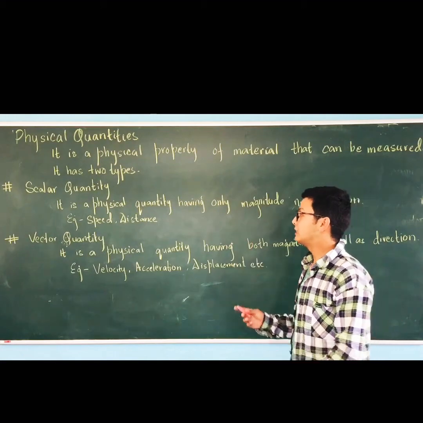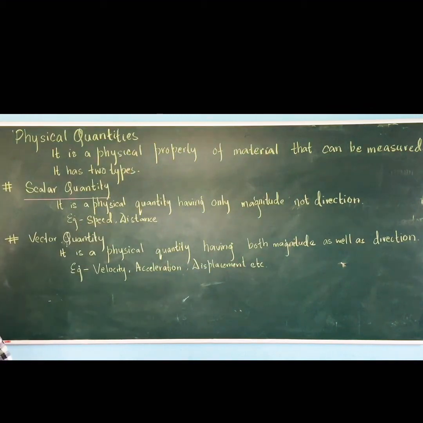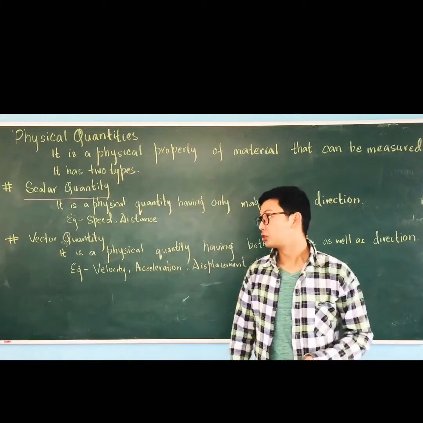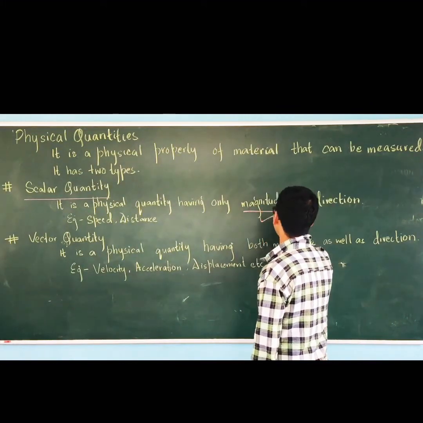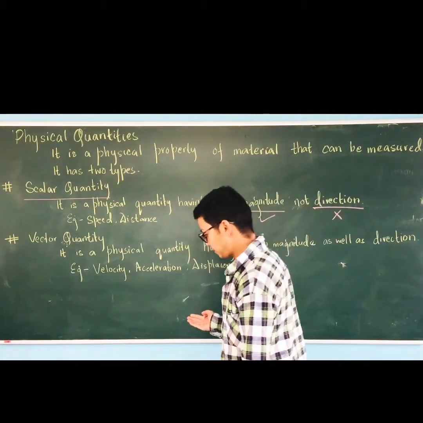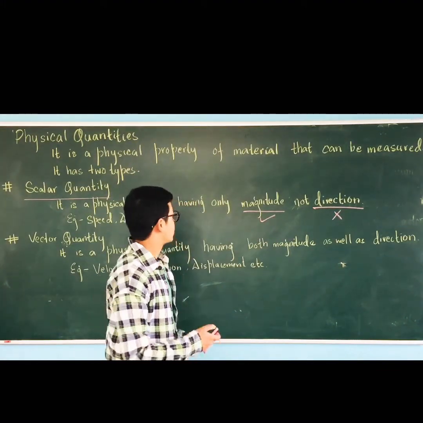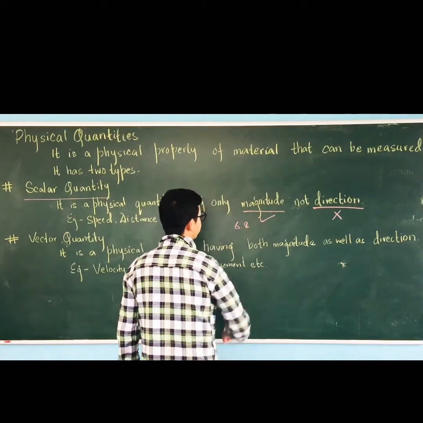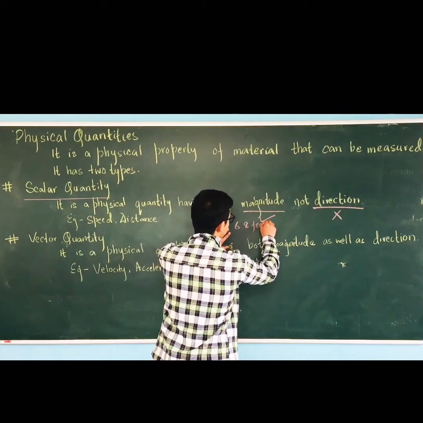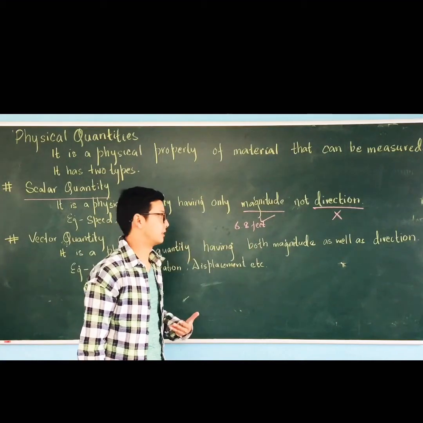Now scalar quantity. What is scalar quantity? Now I'll read the definition. It is a physical quantity having only magnitude and no direction. So it has only magnitude, right? It has only magnitude and no direction. So let me give you an example. Suppose my height. What is magnitude? My height, suppose, is 6.8 feet. So this is the magnitude. This is the value of my height, right?